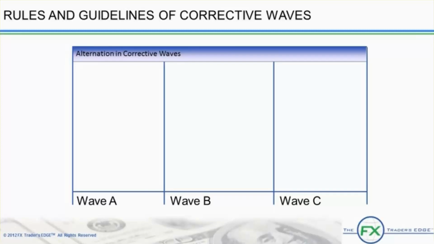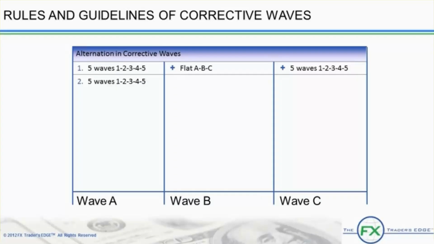An ABC can be a 5-3-5 sequence like in example 1. A is a 5-wave sequence, B is 3 waves in an ABC flat, and C is a 5-wave sequence. In example 2, or row 2, A is a 5-wave sequence, B is a triangle, and C is a 5-wave sequence. Both patterns would look like an ABC zigzag pattern.